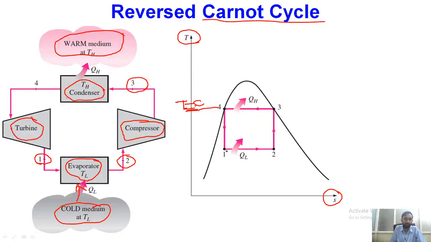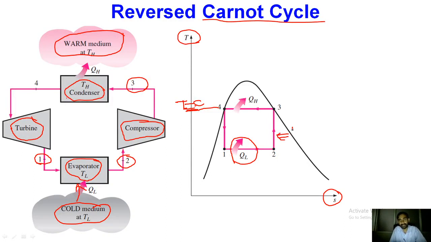Then process number 4 to 1 is nothing but our isentropic expansion, and 1 to 2 represents the isothermal heat addition, and then we are having process number 2 to 3 as nothing but isentropic compression process.